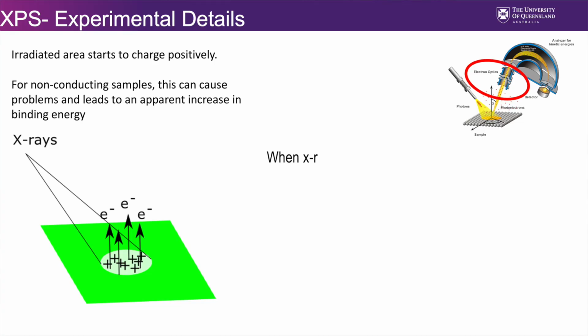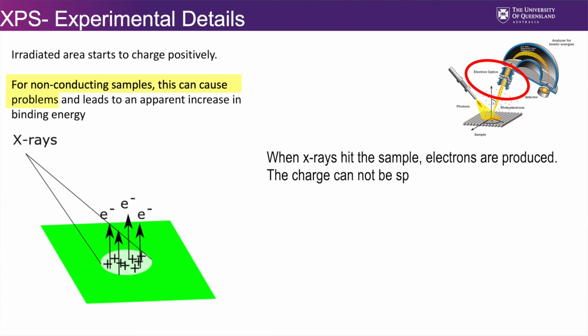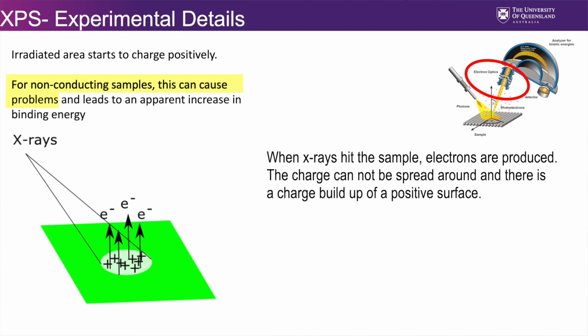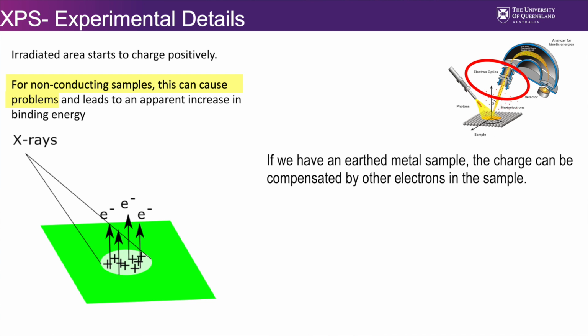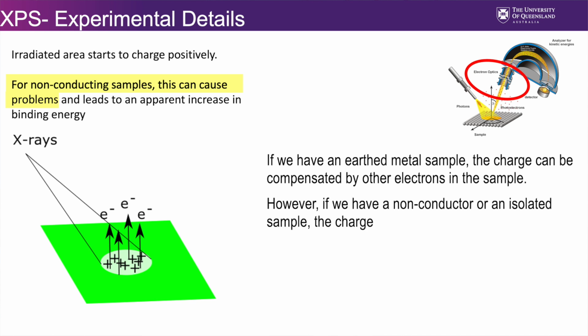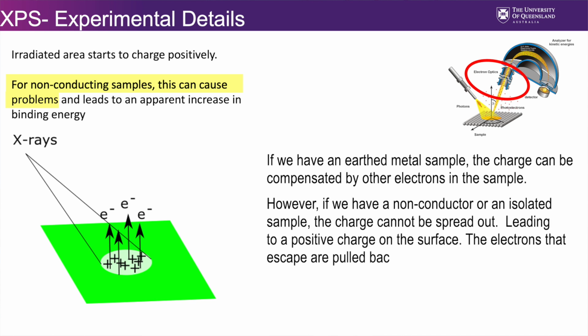When X-rays hit the sample, electrons are produced, and therefore the surface will start to charge positively because we're losing electrons. This is a problem for non-conductive samples because the charge can't be spread around, so we get a charge buildup of positive surface. If we have an earthed metal sample, this is fine because the charge can be compensated by other electrons in the sample.